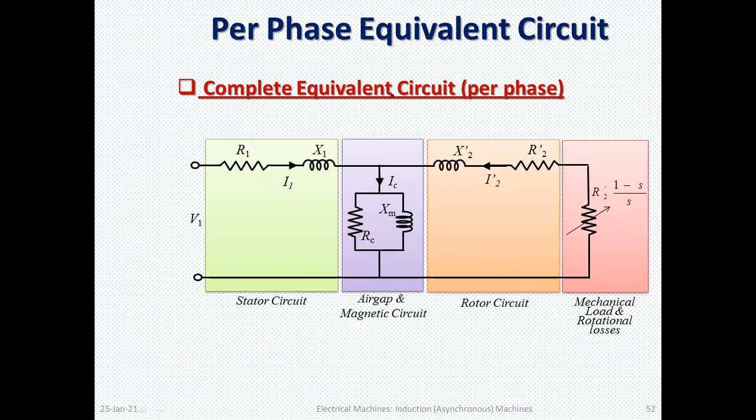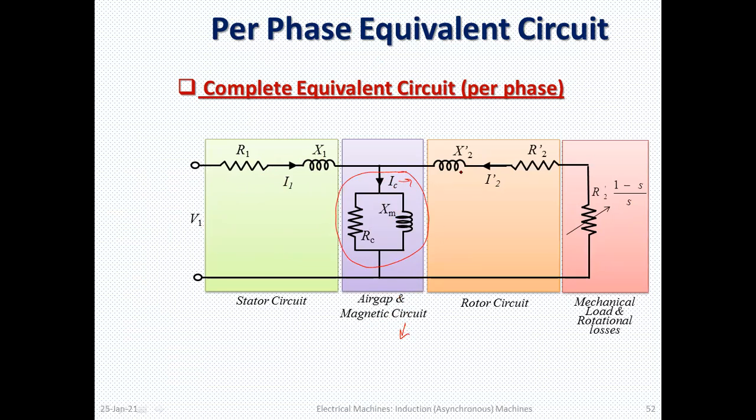In this case, we can see very easily this side is called the stator circuit. A stator circuit means a stator has this voltage V1, I1 current, R1 resistance, X1 reactance, and this portion is the air gap magnetic circuit. So the values of Xm and RC for the air gap, and IC current here, we cannot neglect. Its value is very high. But in the case of a transformer, we neglect this value. Here we cannot, because there is an air gap, while in a transformer there is no air gap.